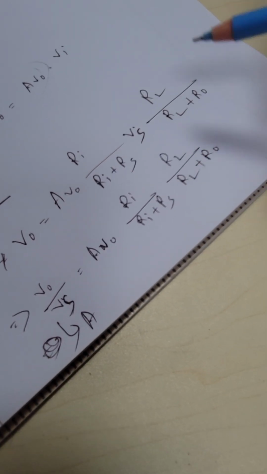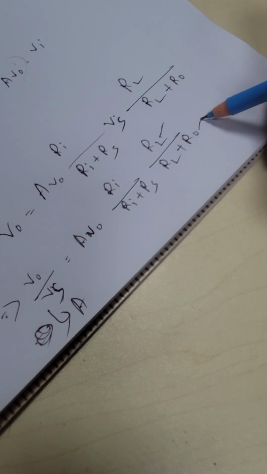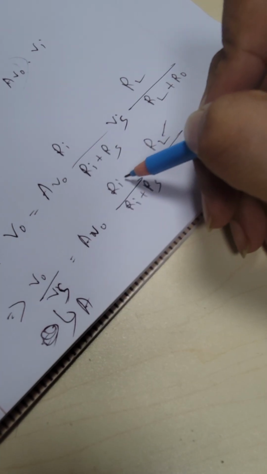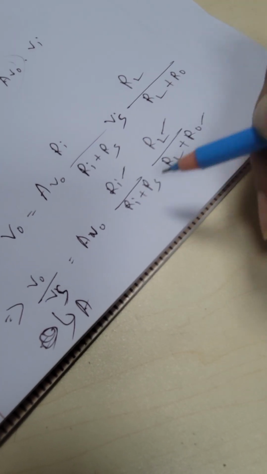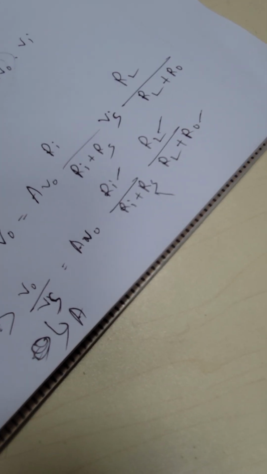And remember, RL has to be much greater than the output resistance on the output side, and on the input side the input resistance of the amplifier has to be much greater than the source resistance.